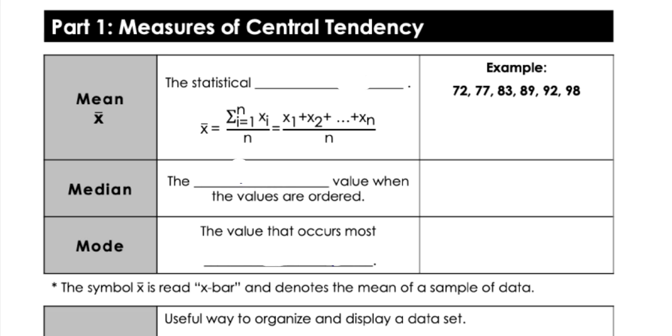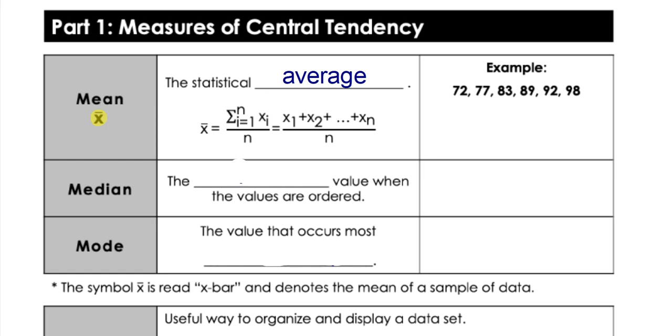The first one is going to be the mean, which we call the statistical average in math. And you can see the formula there. We use the symbol X bar to represent the mean. Basically, it's saying we add or sum all of the different data pieces that we have, and then we divide by n, which is the number of pieces of data we have.